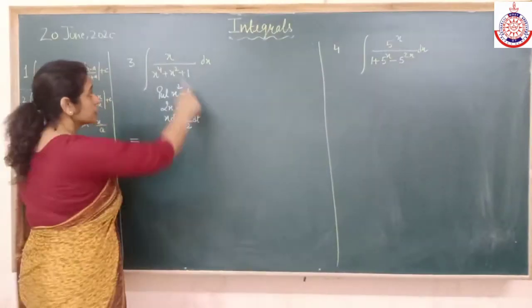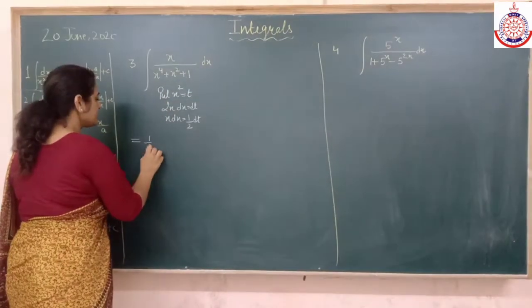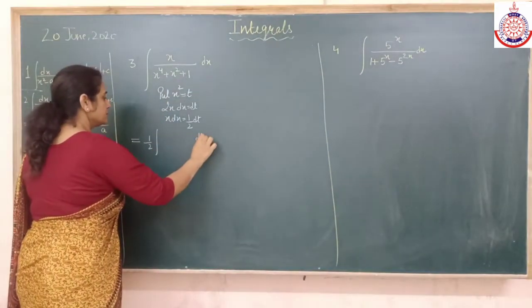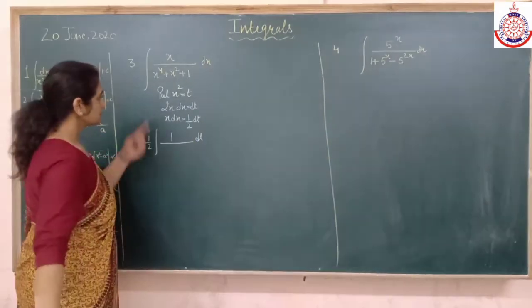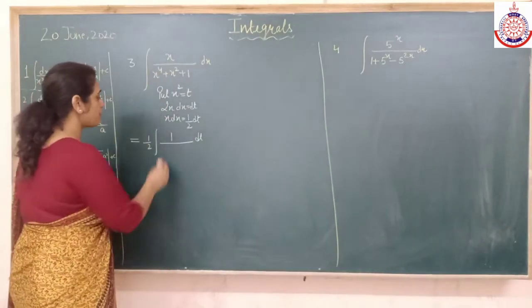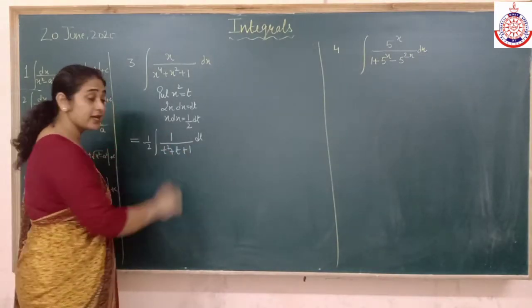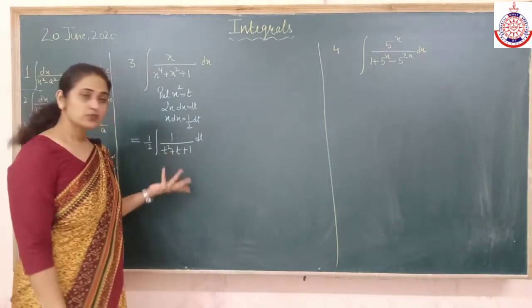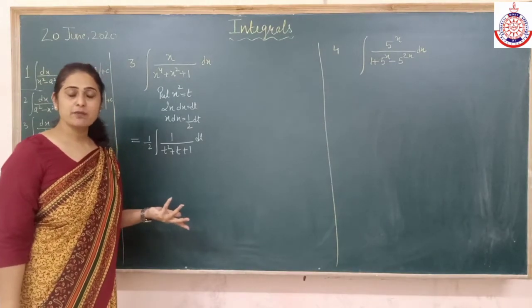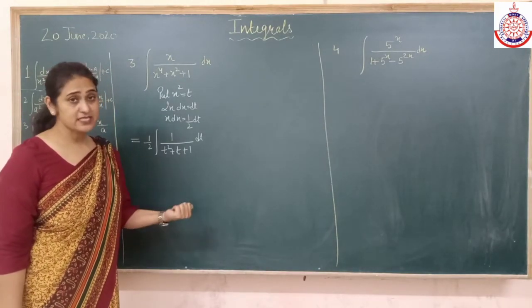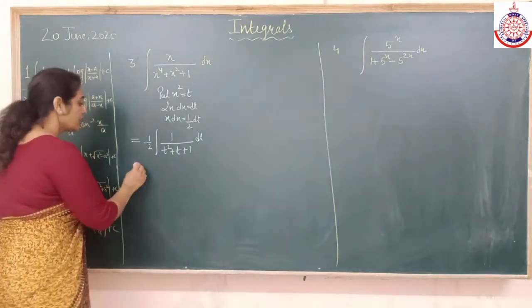Alright. So x dx is half dt, and if x square is t, then x raised to power 4 will be t square. I need not explain that to you. So that's a proper form: 1 upon t square plus t plus 1, and I can't factorize it. So I'll go with the same thing.